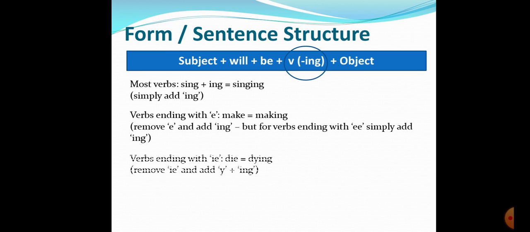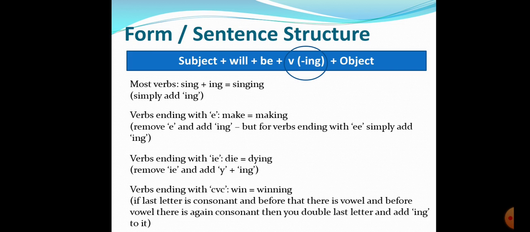Then verbs ending with ie. Die becomes dying. Now what did we do? The i is removed, replaced with y, and then we add ing. And the CVC method, we have discussed this four times before, so I am sure you know it by heart. CVC, consonant vowel consonant method: if there is a verb like that, then you double the last letter and add ing. Great. So this is clear to you.